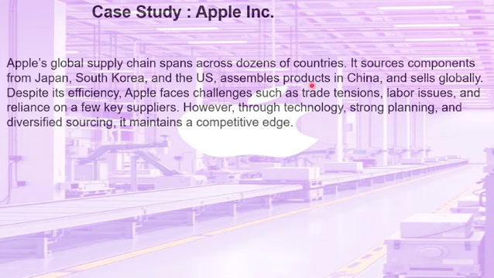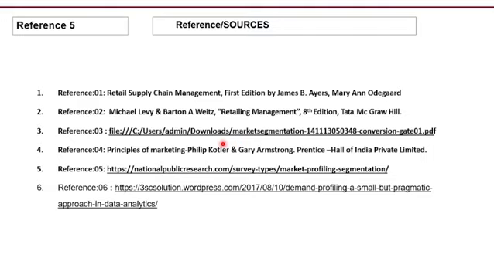You can see over here, it sources different components from different parts of the world, from Japan, Korea, the US, assembles products in China, and sells globally, because you know that Apple is available all over the world. Despite its efficiency, Apple faces different types of challenges such as trade tension, labor issues, and reliance on a few key suppliers. However, through technology, strong planning, and diversified sourcing, it maintains a competitive edge. This is all from this chapter.